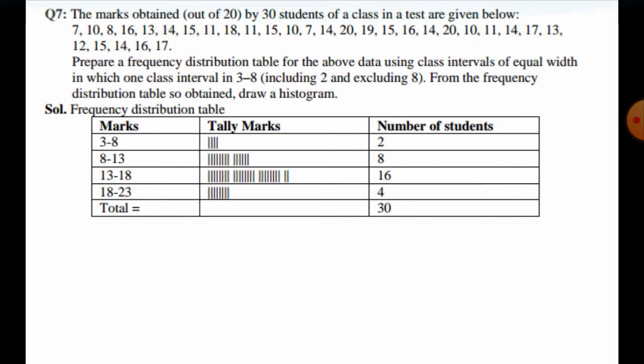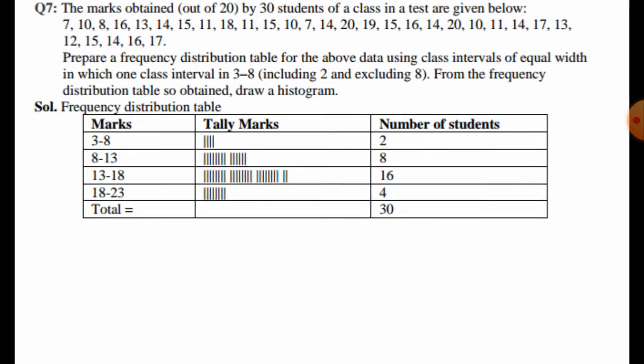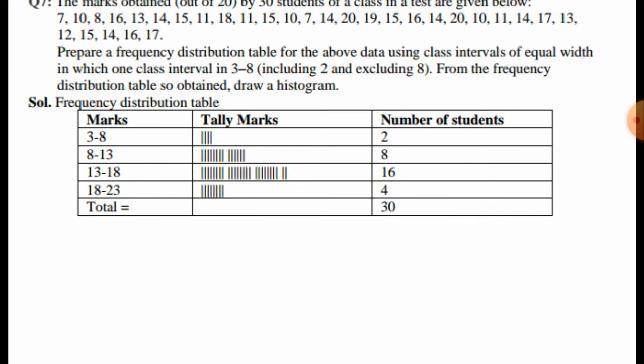In question number 7 we are given the marks obtained out of 20 by 30 students of a class in a test. These are the marks of the test out of 20, and there are 30 students in total. Now prepare a frequency distribution table for the above data using class intervals of equal width, in which one class interval is 3 to 8, including 3 and excluding 8. Then draw a histogram. First of all we have to make a frequency distribution table as in the previous exercise.